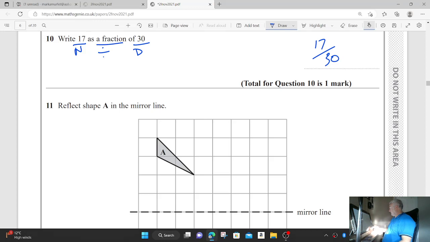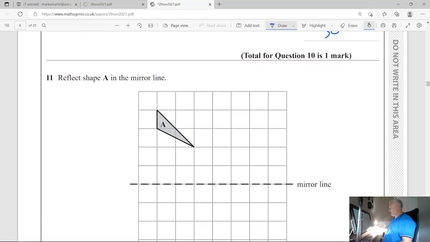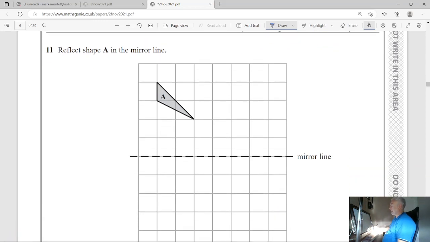Right. Now this question, question 11, reflect the shape A in the mirror line. Now again on this one, what I would suggest is that you use a piece of tracing paper, you lay it over the shape, you draw the mirror line through your tracing paper where it comes on the question, you draw around your shape, you flip it over, okay, as a reflection does, and then you redraw your shape, lifting the tracing paper up.